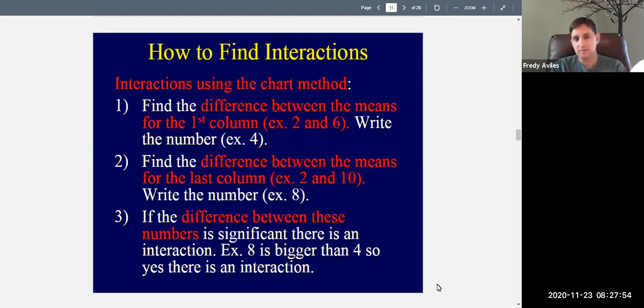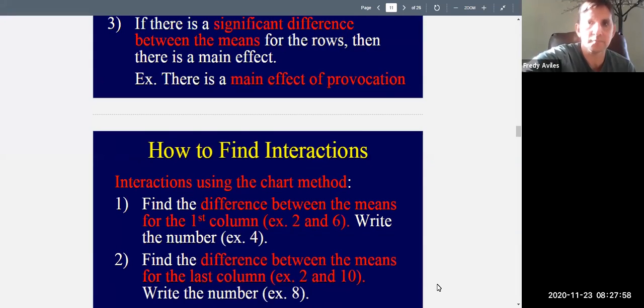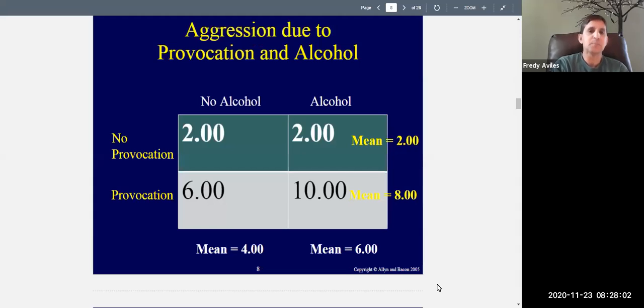Okay, I know that probably doesn't sound like much, let me explain. Let's go back to our table over here. To find the interaction, all I'm telling you guys to do is compare. Compare that column there, no alcohol with no alcohol. Compare those columns. Look at the difference in no alcohol, right? 2 versus 6, the difference is 4. Look at under alcohol, 2 versus 10, the difference is 8. Notice how 8 is much bigger than 4. That means there's an interaction.